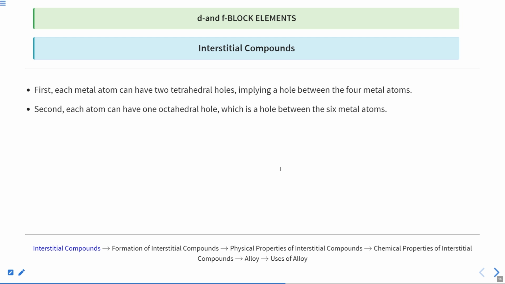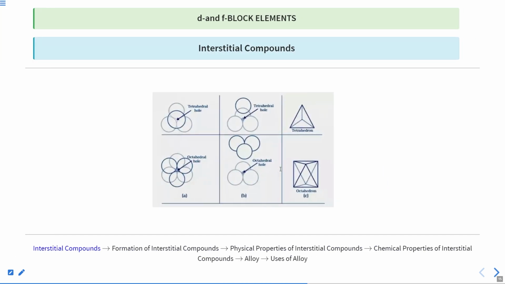For each metal atom there are two tetrahedral holes, and for each atom there is one octahedral hole, which is between the 6 atoms. So the tetrahedral hole is between the 4 atoms, and the octahedral hole is between the 6 atoms, and one atom can be inserted in between. So this is the pictorial representation of what I have said.